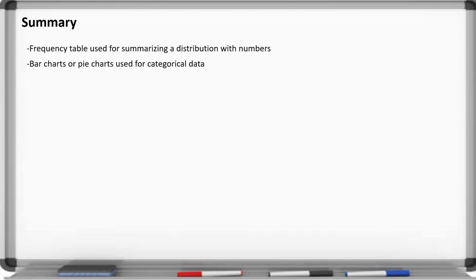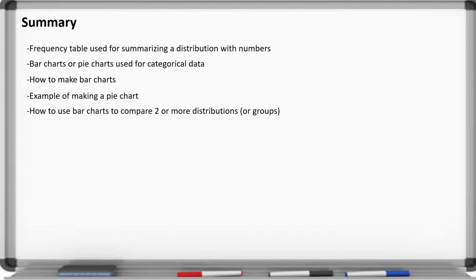All right, so let's summarize the following lessons. We talked about frequency tables that are used for summarizing a distribution of numbers. We mentioned that we can represent categorical data with bar charts or pie charts. Remember, categorical data does not involve the use of numbers at all. It only involves the use of labels or groups. We discussed how to make bar charts and the 3 steps for that. We discussed an example of making a pie chart and how to go about calculating the percents and making the graph.